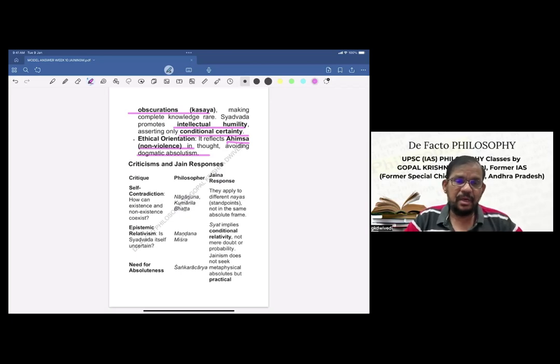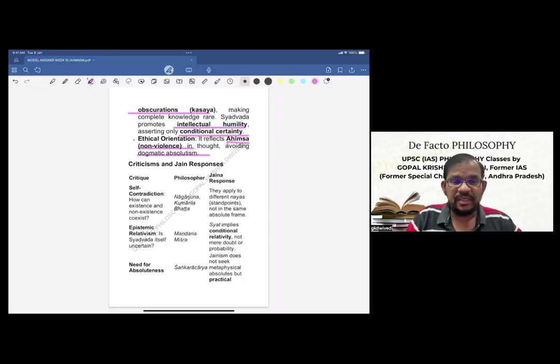Then Mandana Mishra, another, is basically from Vedanta. He says epistemic relativism: that Syadvada itself is uncertain. Now, Syadvada says all knowledge is relative. So he raises the issue that by that definition, even Syadvada becomes relative, and this knowledge itself is relative. Here again Jainas reply: Syat implies conditional relativity, not mere doubt or probability. So this is what Jainas reply.